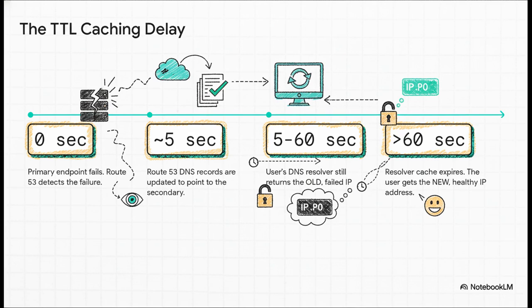At time 0, your main site fails. Within just a few seconds, Route 53 knows about it and updates its own records. But here's the trap. The DNS resolver on your computer or at your internet provider doesn't know about the change yet. It has cached the old, broken IP address. And it's going to keep giving you that bad IP address until its cache expires. That expiration time is controlled by a value called the time to live, or TTL.